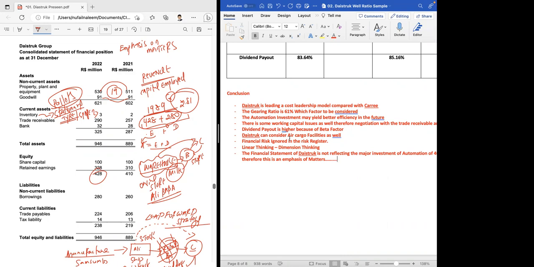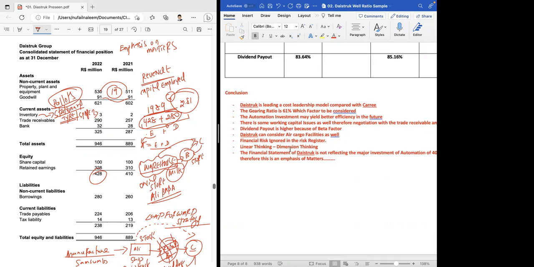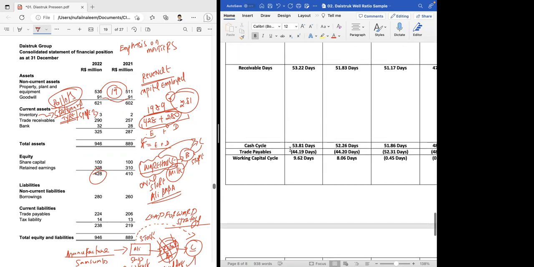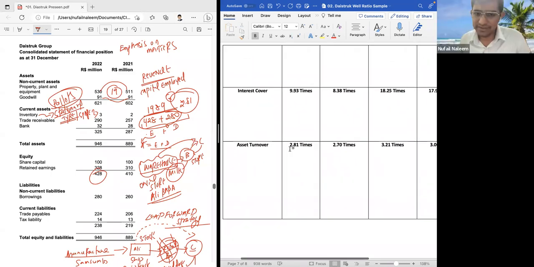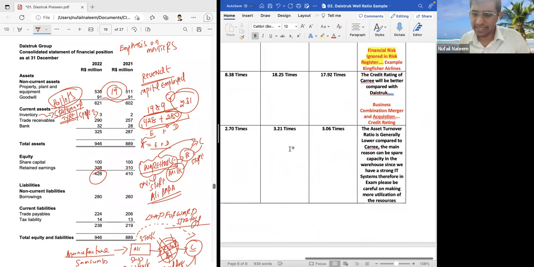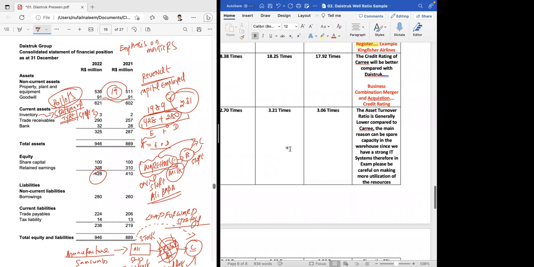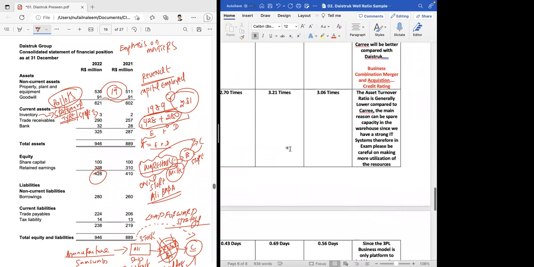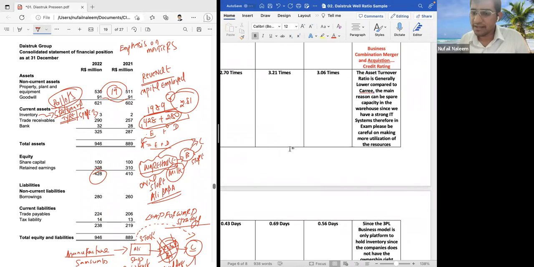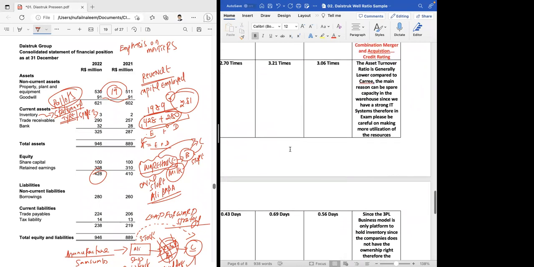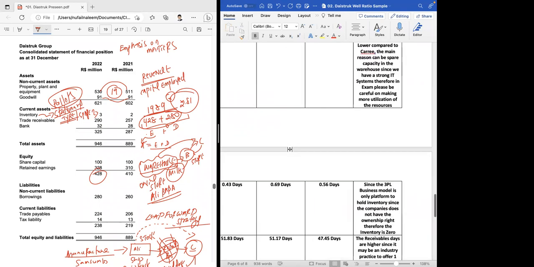One factor that we can put in the conclusion, in terms of considering the fact that even though our assets and our debts are kind of high, we can't just offer that. So can you go back into the ratio? You left a note in there. For asset turnover? Yes, sir. You said it's lower compared to the carrier. The main reason can be capacity, but then you said we should be careful about making more utilization of the resources. What did that mean?